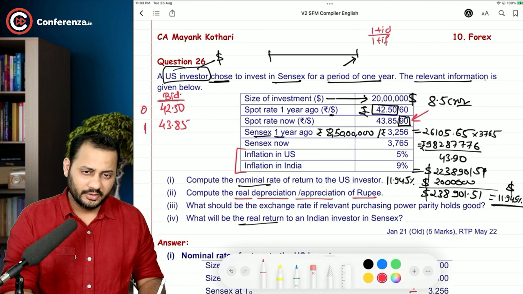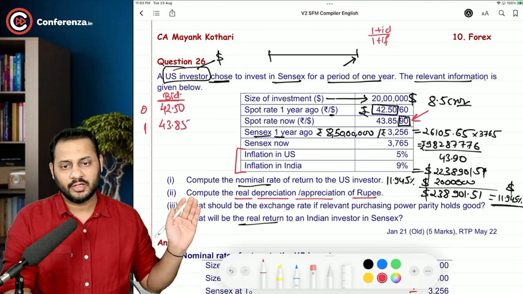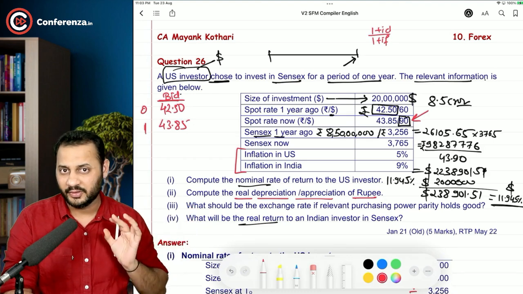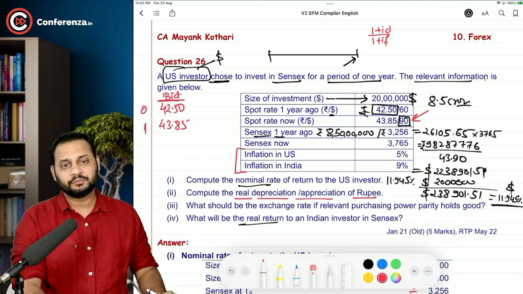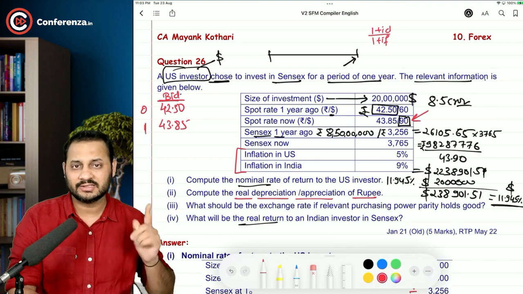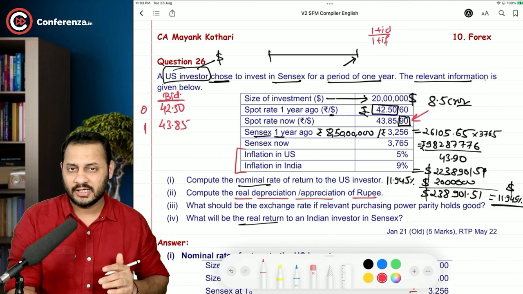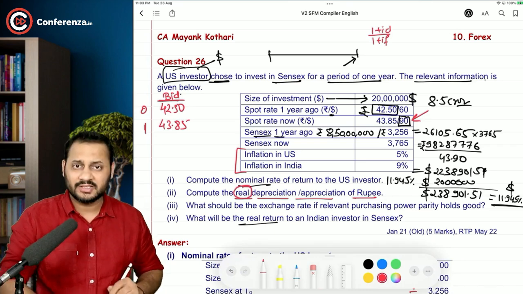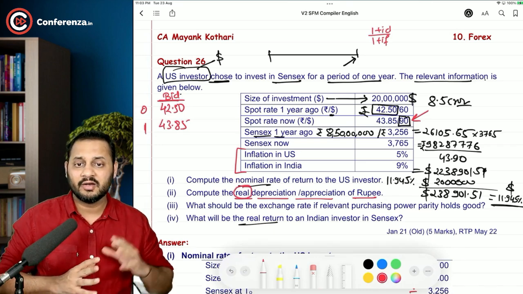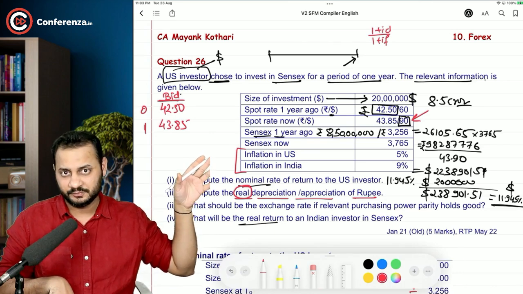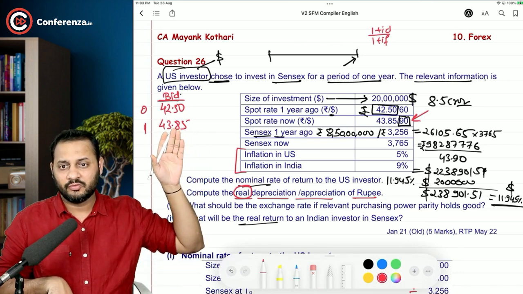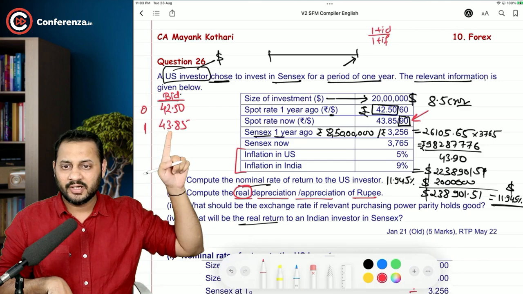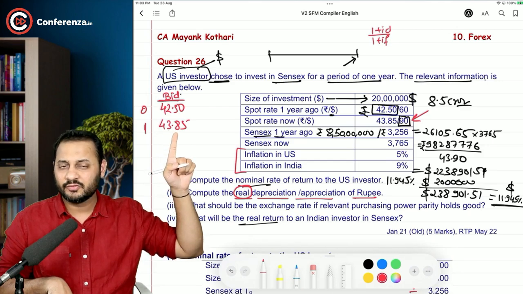We have to calculate it in rupee. So we have to calculate the real depreciation or appreciation of rupee. That is the base currency. Not the base currency, that is the price currency. Okay, forget that. But we have to calculate it in real terms. What does that mean? It means that you can remove the current inflation from 43.85. You agree that 43.85 consists of the inflation.